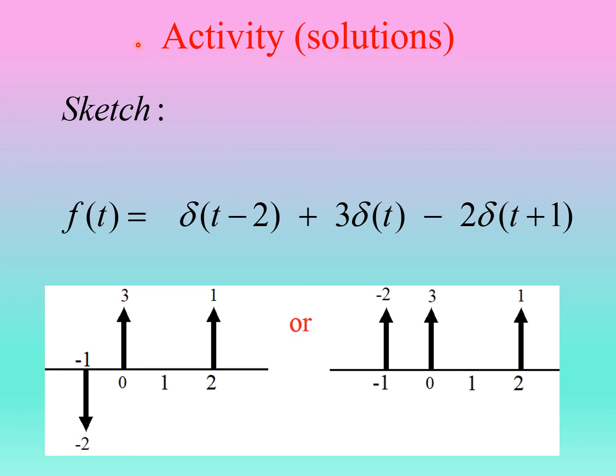So here are the solutions to the activity. The first term here, delta of t minus 2, well, that's been shifted over to the right by 2, so it's shown right here. The next term here is 3 times delta of t. So this is a regular delta function at time equals 0, but it has a coefficient or a weight of 3. So I'm going to put that above. And then the last term here is shifted to the left by 1. So it's going to show up over here when t is equal to negative 1. And it has a weight of minus 2.